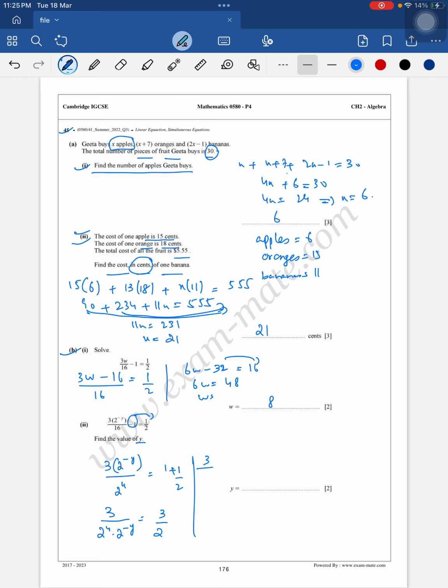Okay, now according to the law, this will be plus y. According to the law of indices, when bases are the same, in multiplication powers are added, so 2 power 4 plus y is equal to 3 upon 2. Now you see 3 is the same, so if these are equal, it means that 2 power 4 plus y is equal to 2. So that means the powers are equal, 4 plus y is equal to 1, and y is equal to 1 minus 4, that is minus 3.